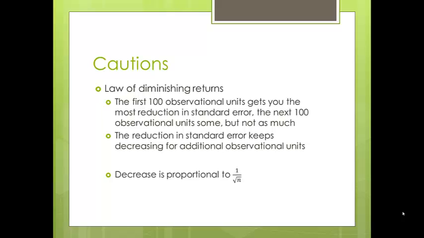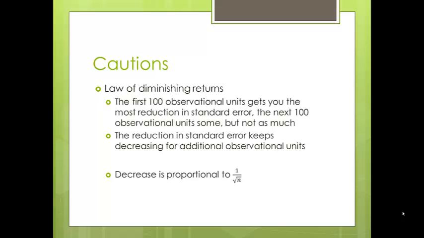One word of caution related to standard error and confidence interval width, called the law of diminishing returns. It goes like this. Yes, as the sample size increases, the margin of error decreases, the confidence interval shrinks. But the benefit of adding additional observational units to your sample reduces. For example, the first 100 observational units get you the most reduction in standard error. If you go up to 200, so you add another chunk of 100 observational units, you get some improvement to standard error, but not as much. If you add another 100, it's some improvement, but not as much as the previous.